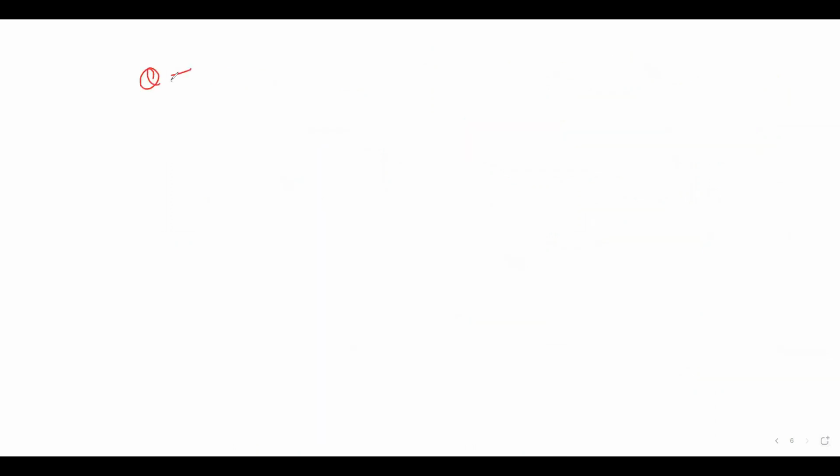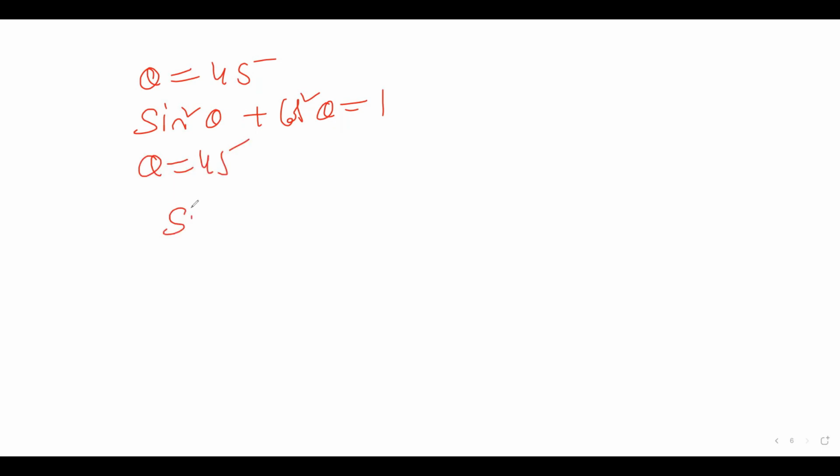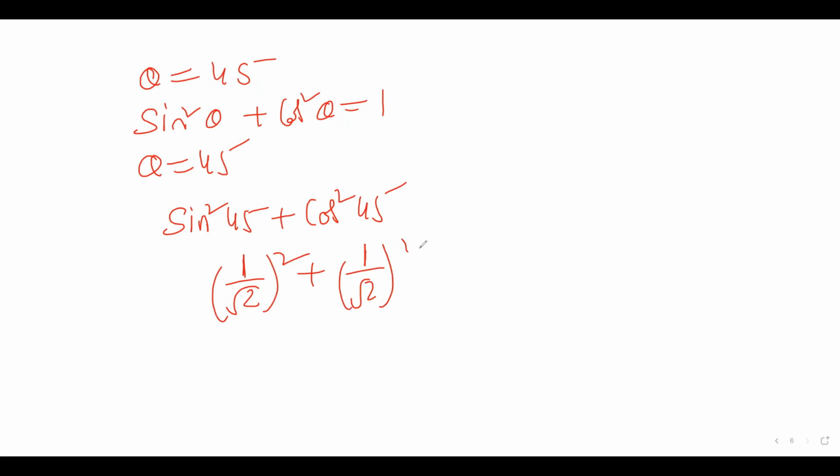Let's take theta is equal to 45. Sine square theta plus cos square theta should be equal to 1. So theta is equal to 45. Substitute: sine square 45 plus cos square 45. 1 by root 2 whole square is equal to 1 by 2. Square and root will cancel. Half plus half is what? Again 1. Even if theta is 45, you are getting 1. Got it?